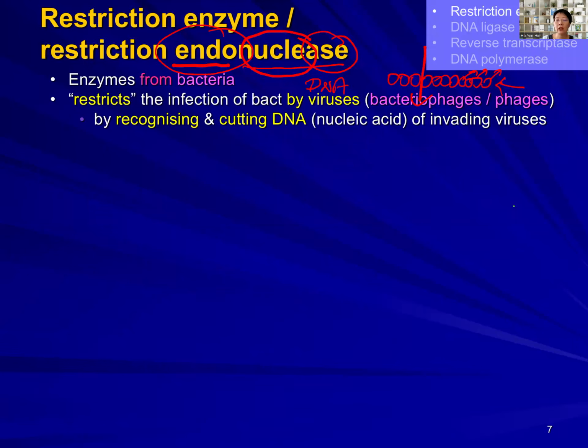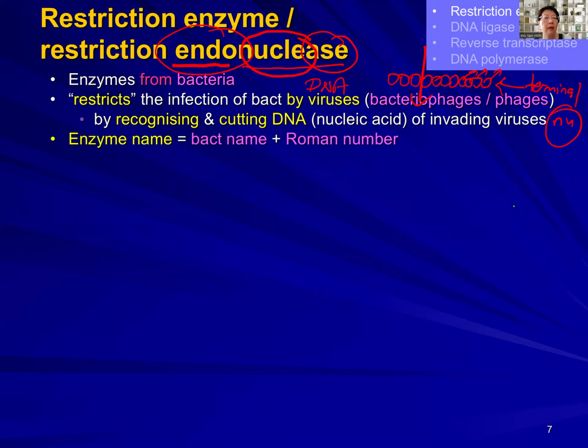Therefore, it's called endonuclease, meaning it will hydrolyze inside. Endo means inside the entire chain. It does not remove the nucleotides one by one from the terminal nucleotide. So this is the terminal nucleotide. That's why it's called endonuclease, cutting the DNA from the inside.